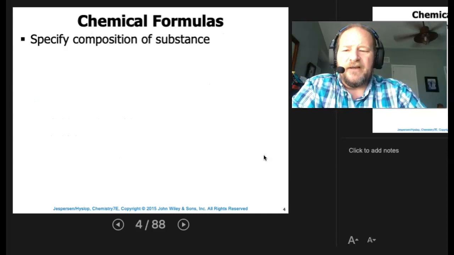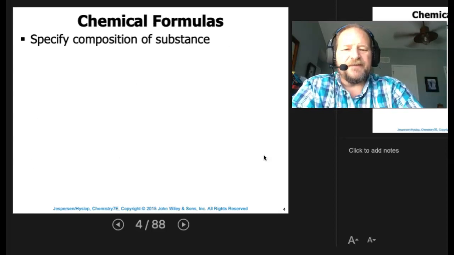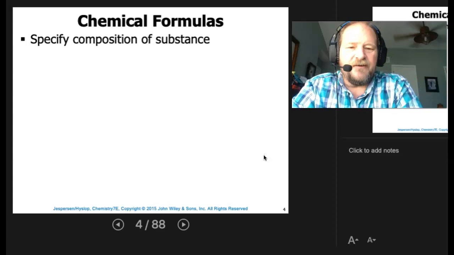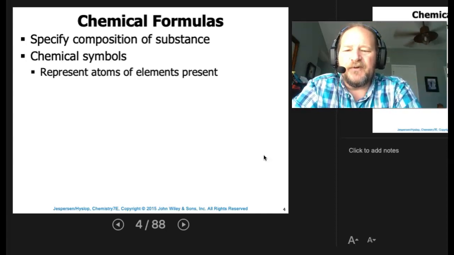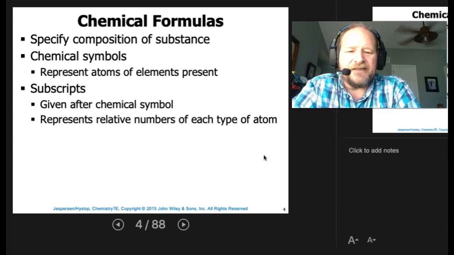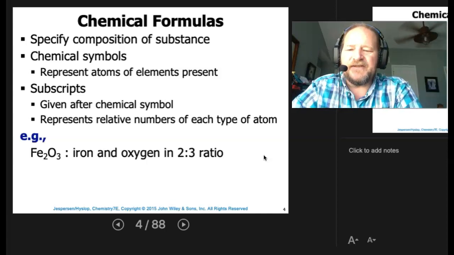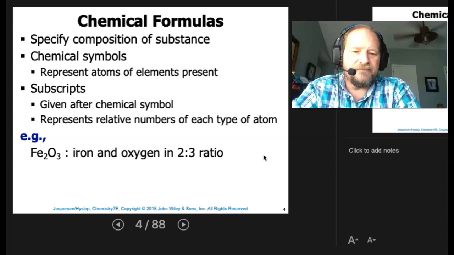All right, now the formula just tells us the composition of the substance. So again, if I'm going kind of fast, it's because we typically believe that you guys know this stuff already and we're just knocking rust off. So chemical symbols, we represent the atoms by elements that are present. We use the subscripts that tell us how many of each atom is in the formula. So when we say Fe2O3, we know that there's a 2 to 3 ratio between iron and oxygen, right?